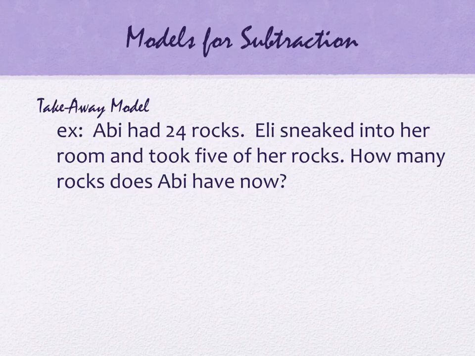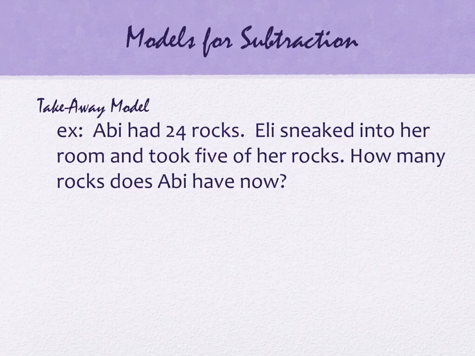The first model for subtraction is the one that people tend to gravitate toward when they think about subtraction, and that is the idea that subtraction is takeaway. This is the takeaway model. Abby had 24 rocks. Eli sneaked into her room and took 5 of her rocks. How many rocks does Abby have now? In order for it to be a takeaway model, you have something already and you're removing something from it.